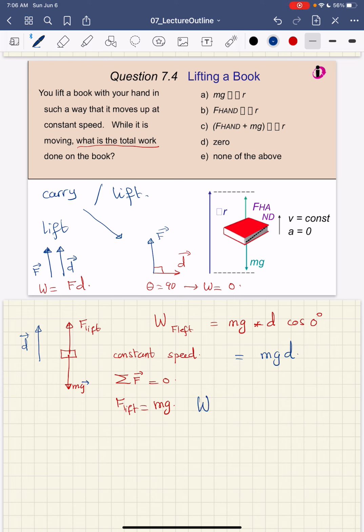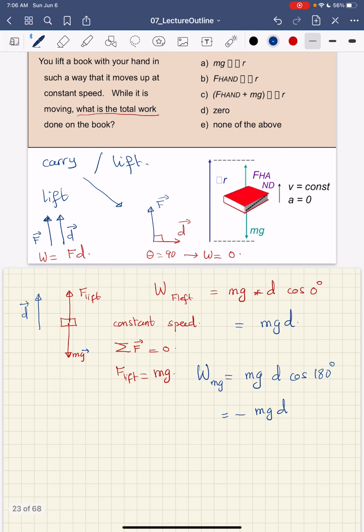The work done by mg, which is the weight, is mg times d, but now cosine 180, because you are moving the object upward and the weight is acting downwards. Then this is going to be negative mgd. And then we are asking in this question about the total. Then this is mgd minus mgd, and it should equal 0.